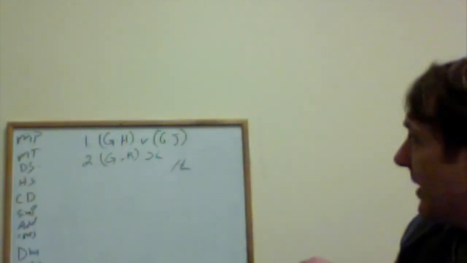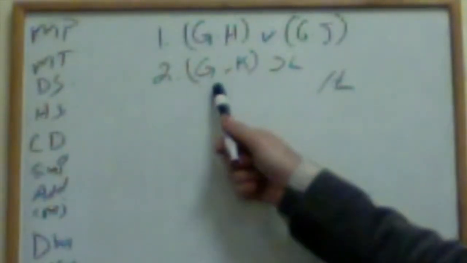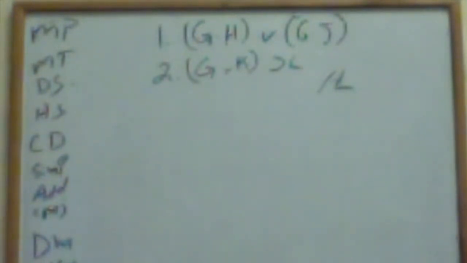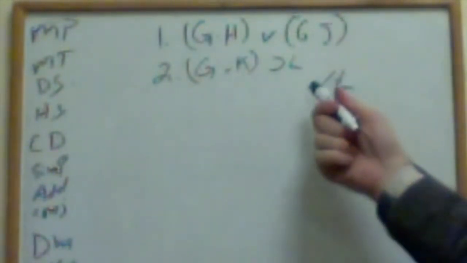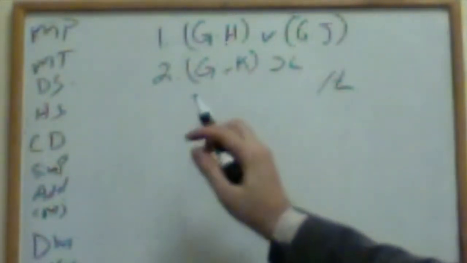All right, so we see what we have to do here. Somehow we've got to get G wedge K on a line by itself, and then we can use modus ponens and get L. So how do we get G wedge K? Well, we have G and we have no K. So how are we going to do this? Well, it looks like we can get G, and then we can use addition to get K. So let's see how that works.